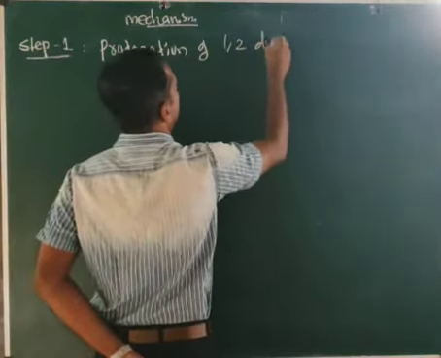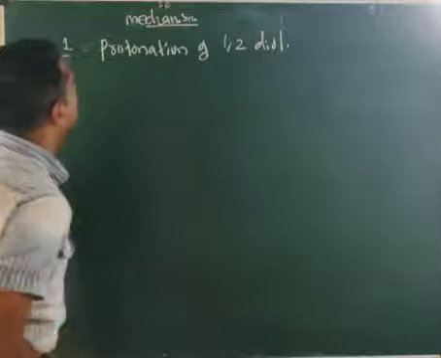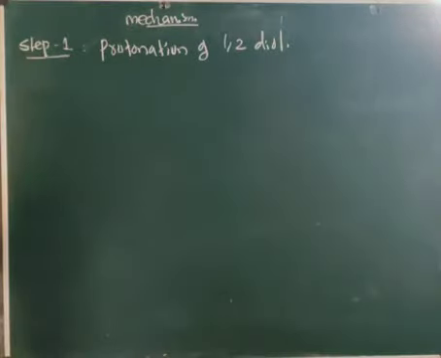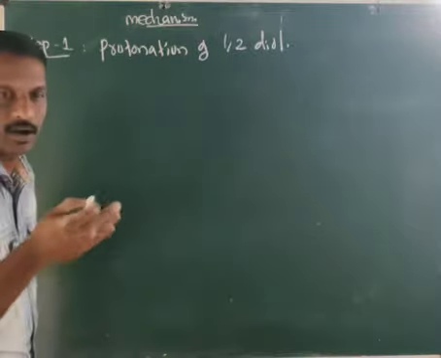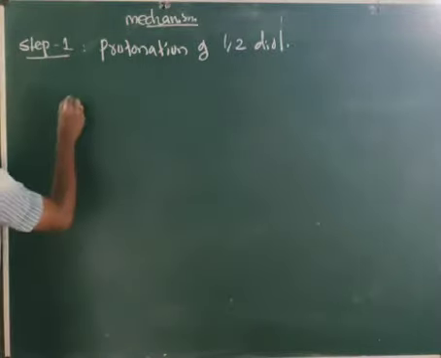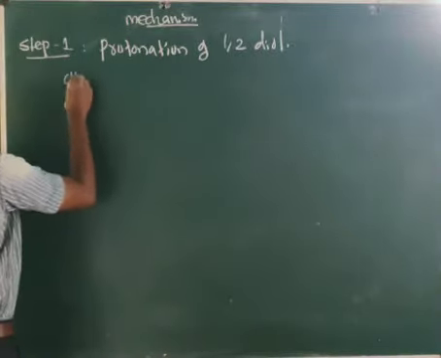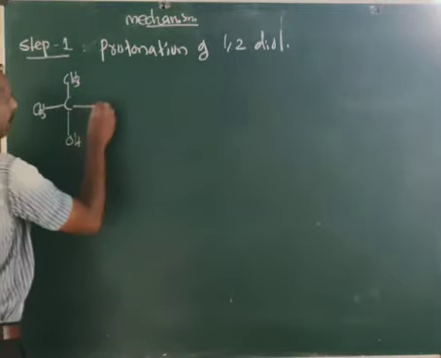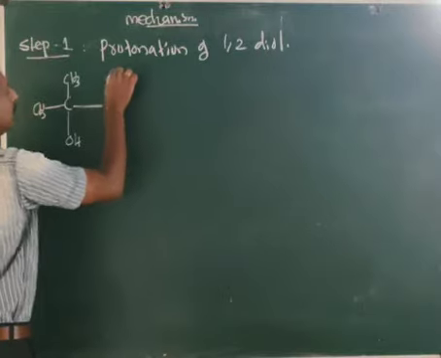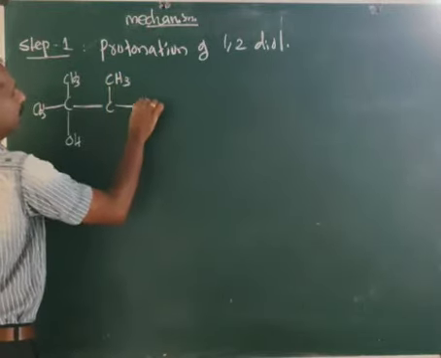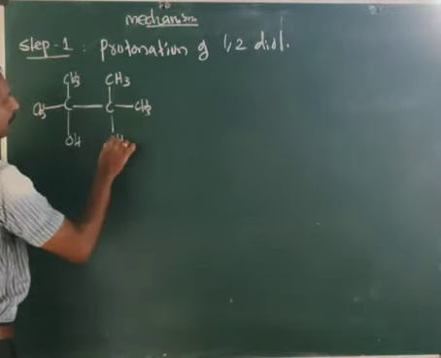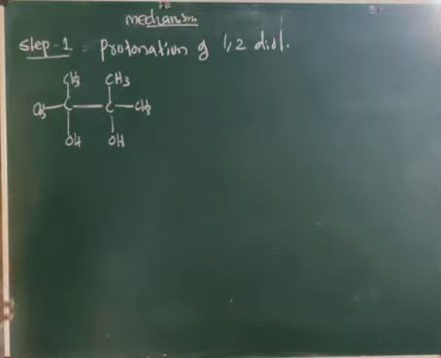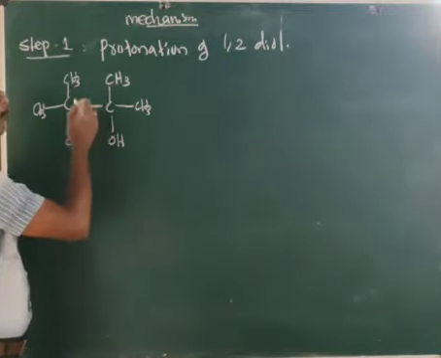Protonation of 1,2 diol. This is the first step. What do you mean by protonation of 1,2 diol? We are taking the same example: CH3, CH3, here it is OH, and the second carbon again has CH3, CH3, OH. This is a completely substituted 1,2 diol. This is an example of pinacol.